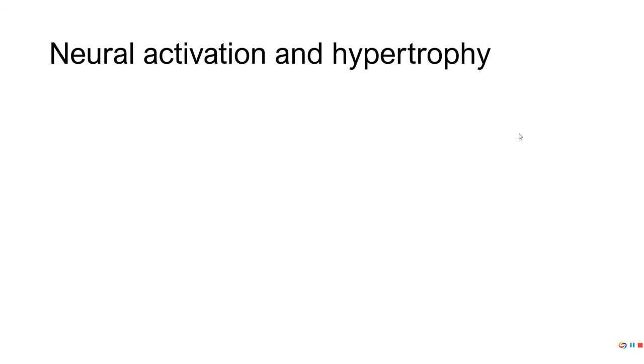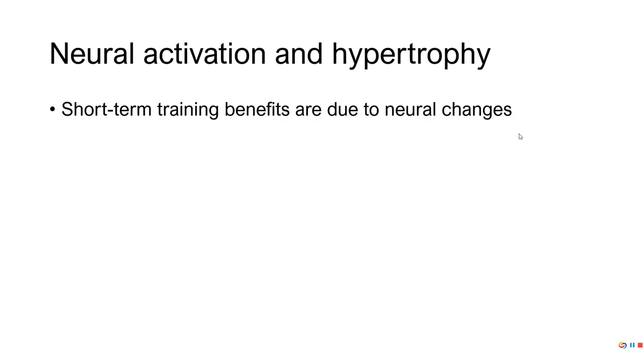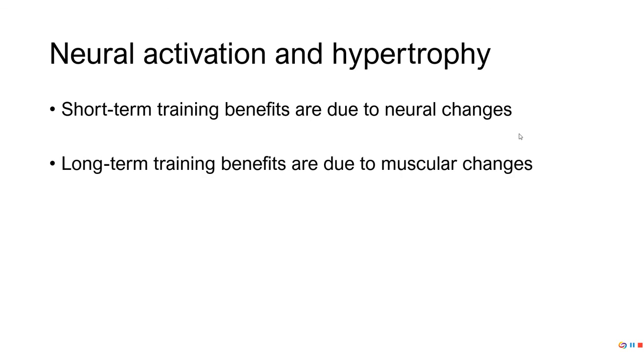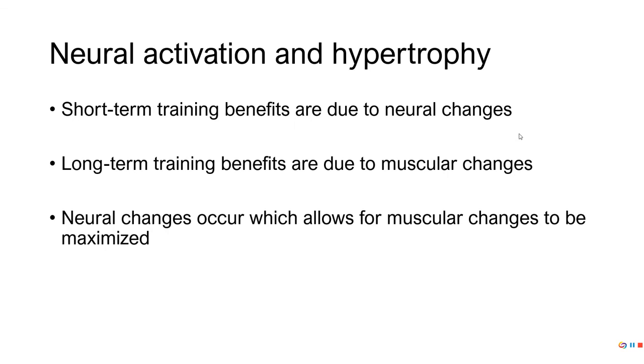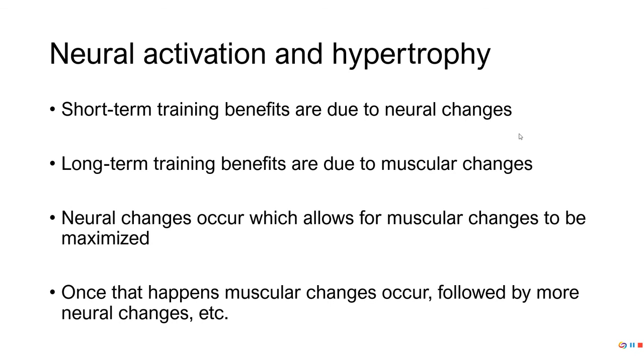Now, as we've discussed a couple times, just a quick refresher: whenever someone experiences short-term muscular strength gains, that's due to neural changes, such as autogenic inhibition, coactivation, recruitment, rate coding, things like that. But the long-term benefits are due to muscular changes. So we get bigger. Once we get bigger, our nervous system has to figure out how to take advantage of this. Once it does, then we'll experience hypertrophy and then neural changes, and so on and so forth. So this is a constant cycle.